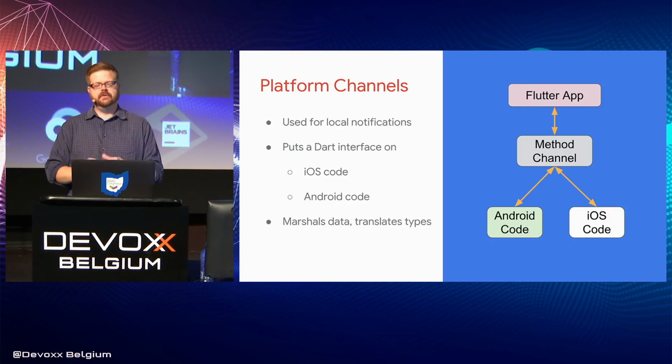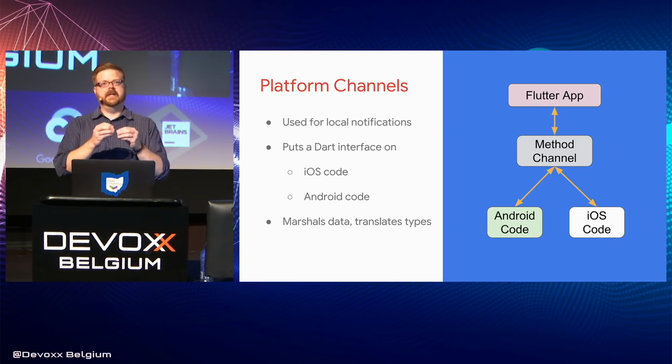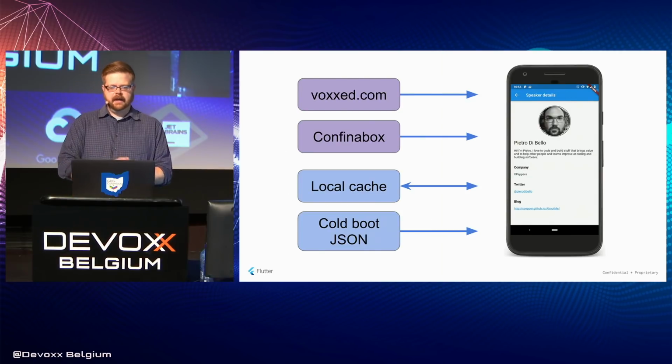And so with platform channels, you can put a single Dart interface on both of those. And it'll handle wiring up calls made into Dart into Android land or iOS land on your behalf. And it'll marshal data across from the Dart isolate into the platform area, and it'll translate types for you as well. I don't know if anybody's ever used Unity in here, but they have a similar setup for doing things like this as well. All right.